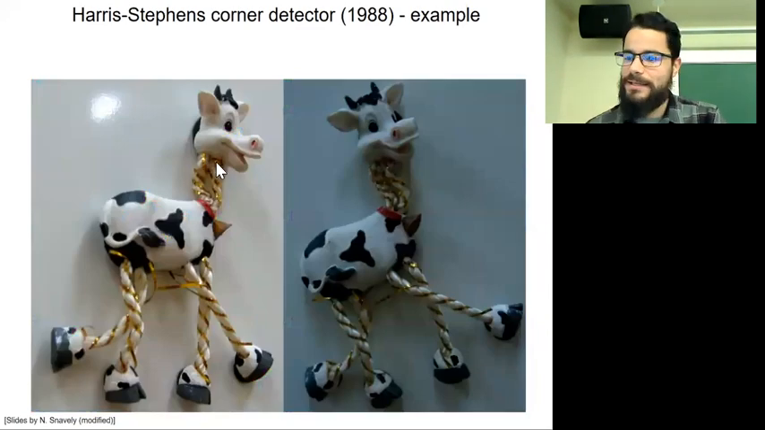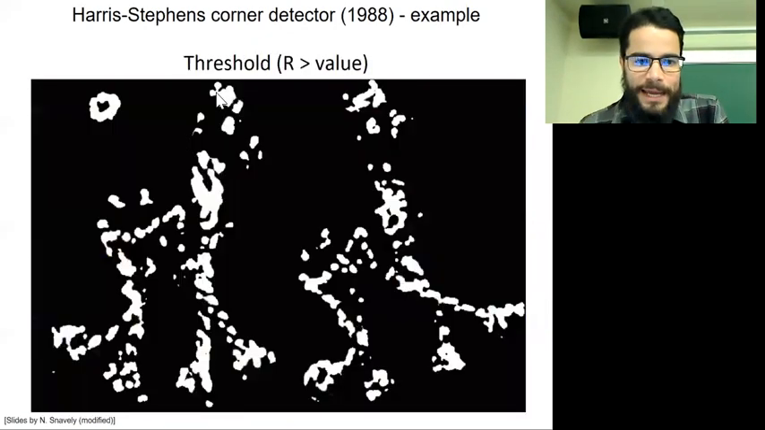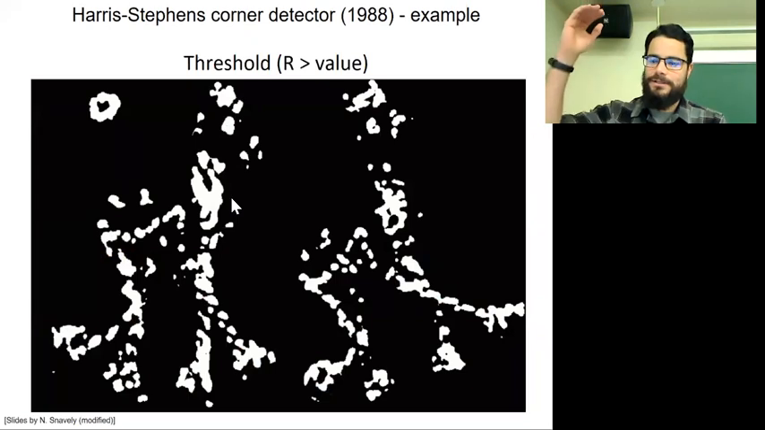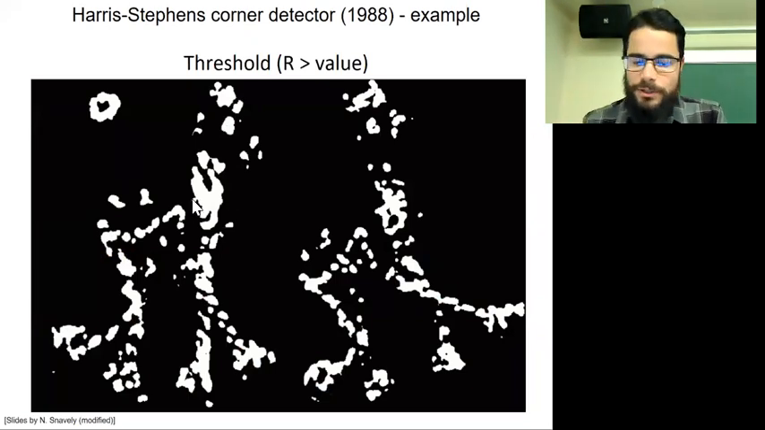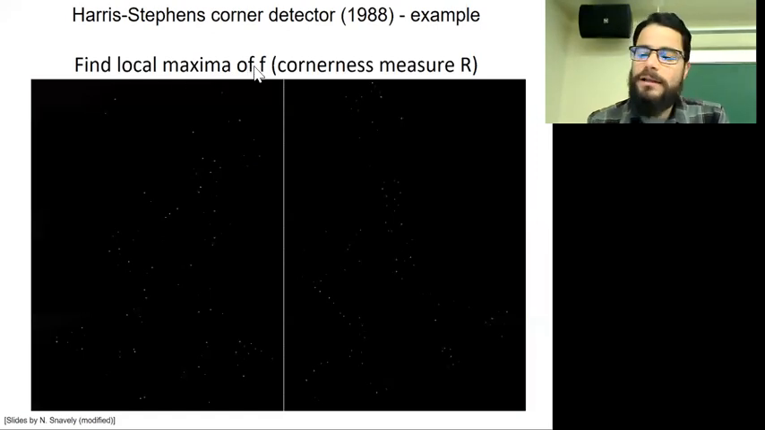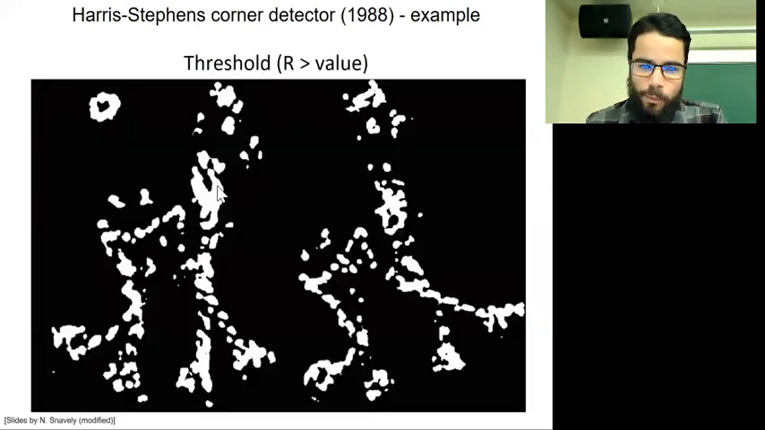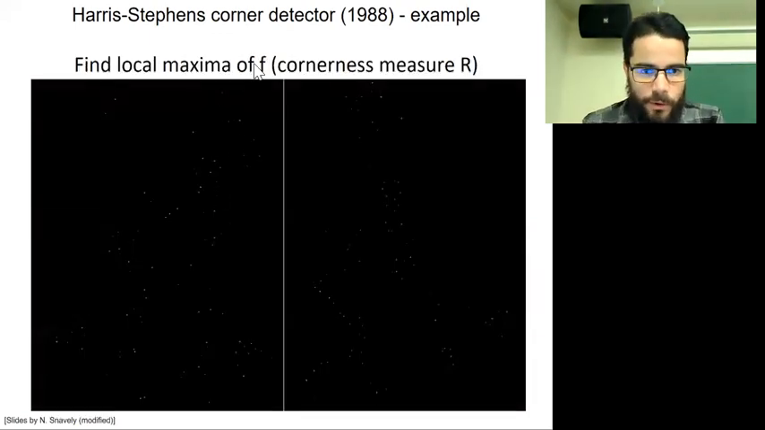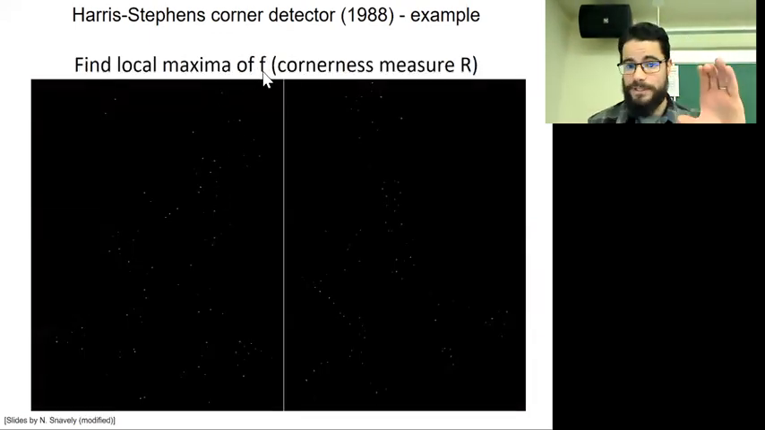Why? Because the intensities are changing in both X and Y, okay? Very good. And then of course we apply the threshold. So now we have a binary image where only positions with values higher than this threshold are considered to be 255, to be white, all the other ones are black. And then if we find the local maxima of F, again, we want single positions for edges, not a bunch of positions. So if we consider local maxima of F, in this representation, F is the cornerness measure R.